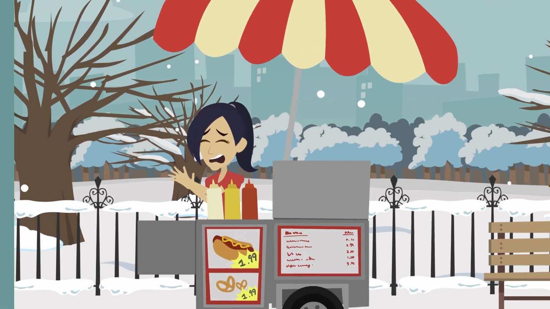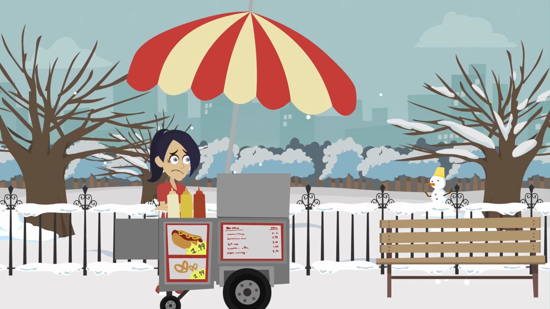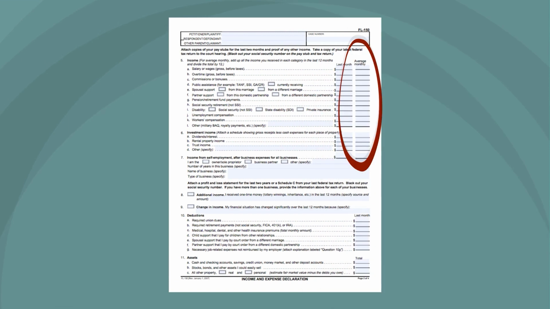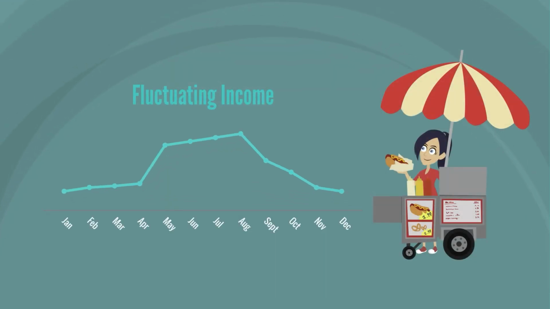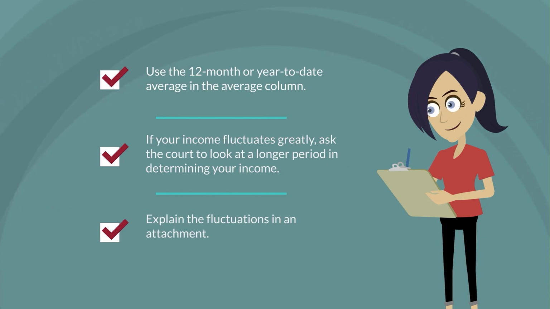The third mistake that people make is not averaging your income. For example, if your income fluctuates, you need to take the last 12 months or the year-to-date average when posting that on the second page of the IED. This brings to the court's attention that your income fluctuates or is seasonal, and that's very important to convey to the court.